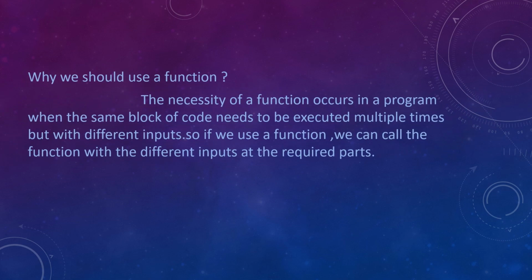Why should we use a function? The necessity of a function occurs in a program when the same block of code needs to be executed multiple times but with different inputs. If it is going to be the same input, we can use a for loop or any type of loop. But if the input or other things are changing, we can use a function so that we can use different inputs and other things.